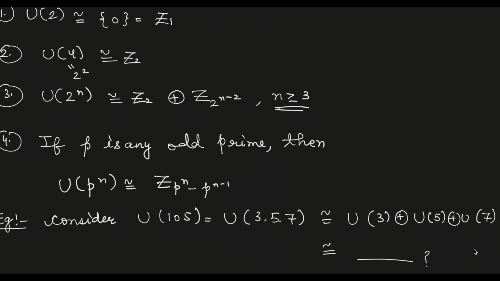U5 is isomorphic to Z4. U5 is isomorphic to Z4, okay. U3 is isomorphic to Z2. Yes. And U7 is again isomorphic to Z6. Yes. Z6.